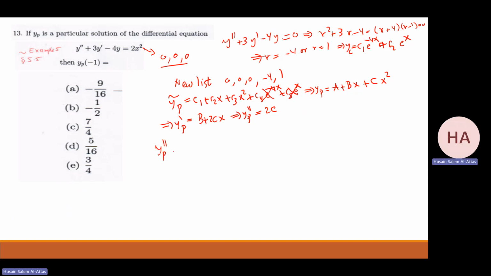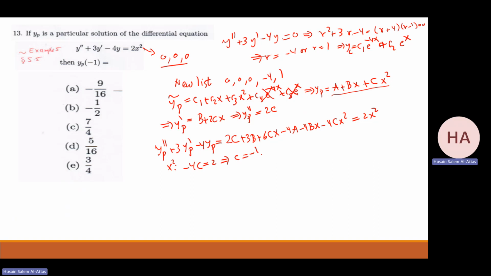We have yp double prime plus 3yp prime minus 4yp. That should equal 2c, plus 3b plus 6cx. Here multiply by minus 4. So I have minus 4a, minus 4bx, minus 4cx squared. And that should equal x squared. So the coefficient of x squared from here is minus 4c, that equals 2. So c equals minus half.